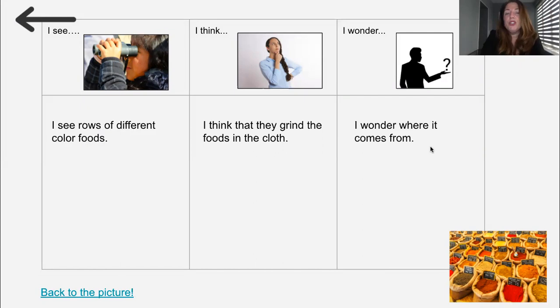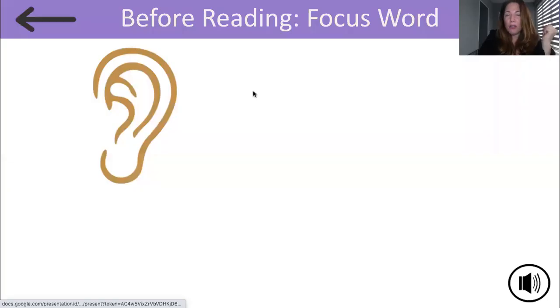Okay. So as we are looking closely at photographs, we need to be thinking about what we see, what we're thinking, and what we're wondering. So today, as we read our article, we are going to have our focus word, dish. Okay? When you hear the word dish, how many syllables are in that word?